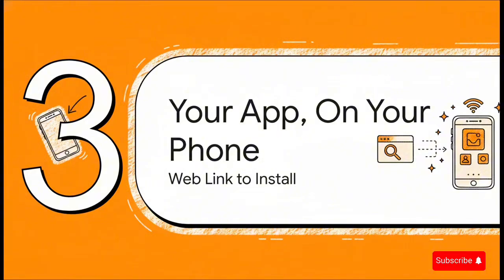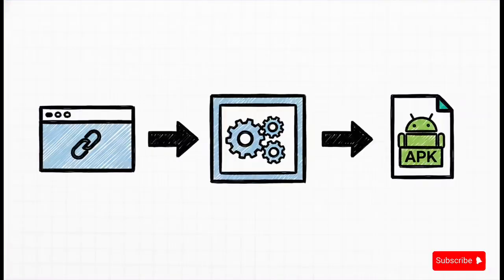All right, we're on the home stretch, and this is honestly the most satisfying part of the whole journey. We've got a working web link, but we want it to feel like a real app. Let's get it off a browser tab and onto your phone's home screen. So how do we bridge that gap?